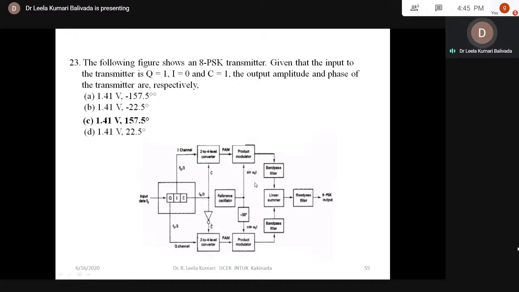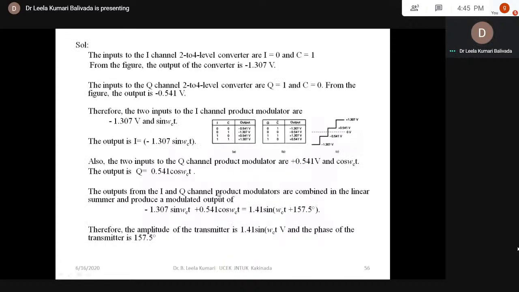And the other input is the carrier frequency sin omega Ct. Therefore, the output of the product modulator is minus 1.307 sin omega Ct. Okay, so here plus 0.541 cos omega Ct and here minus 1.307 sin omega Ct. Now the linear summer combines these two, so we will have minus 1.307 sin omega Ct plus 0.541 cos omega Ct. Upon simplification of this expression, we get 1.41 sin(omega Ct plus 157.5 degrees).